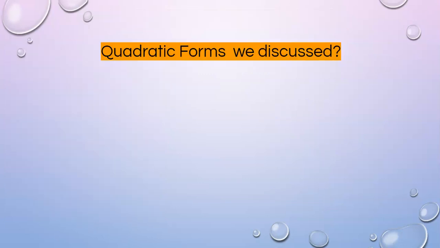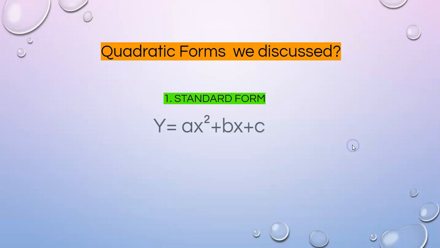Yesterday we discussed one form, and that was standard form. And we understand that standard form can be written as y equals ax squared plus bx plus c, where a, b, and c represent real numbers, okay? And we know that a can never be 0, because if it became 0, then it would make the equation not a quadratic equation.